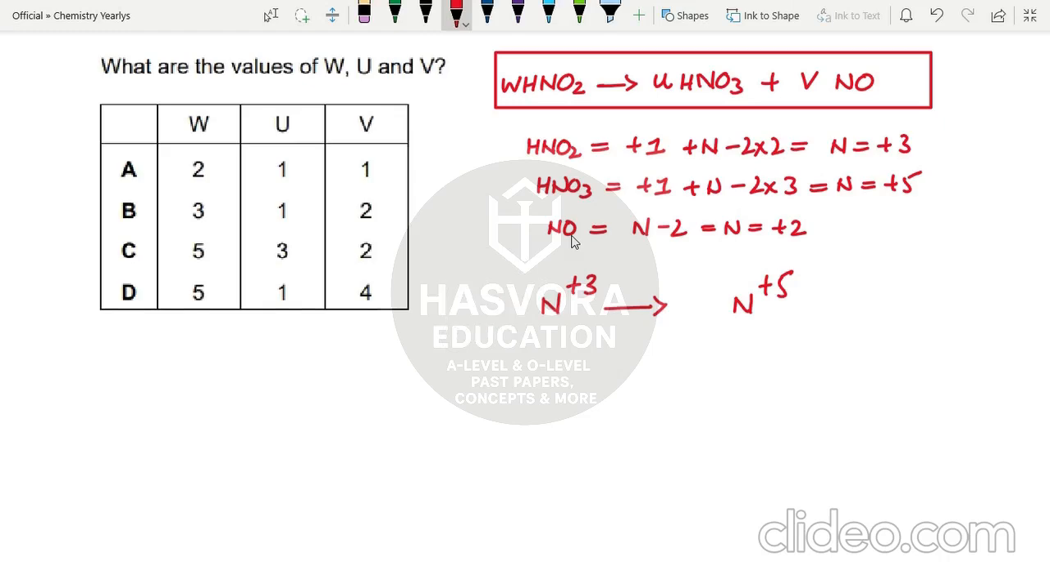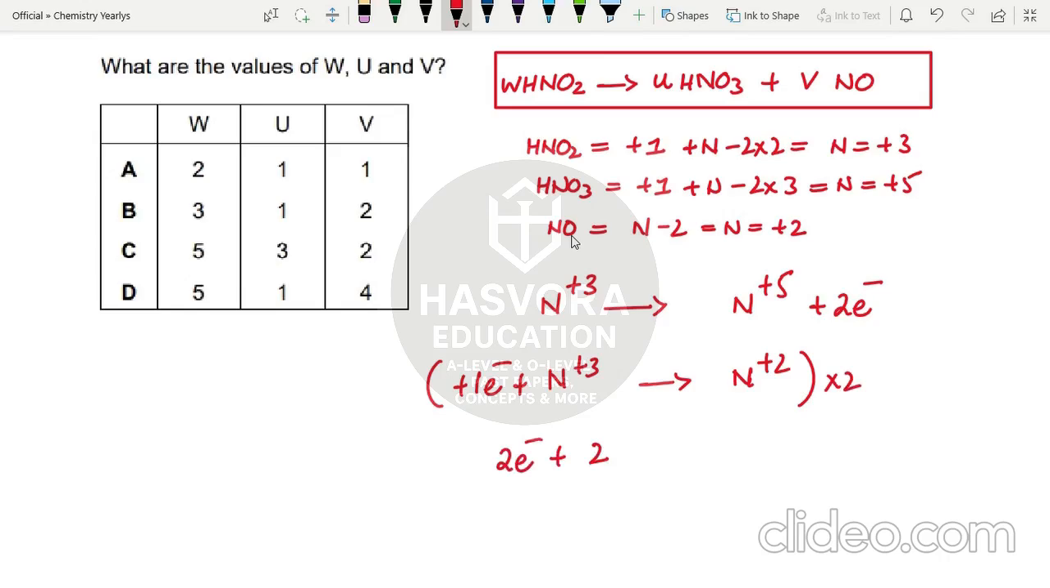So this will become plus 2 electrons here. Then the nitrogen plus 3 is also going to nitrogen plus 2, so this means it has gained 1 electron. So this will be plus 1 electron here. Now to balance this, we have to multiply this by 2. So this becomes 2 electrons plus 2, which was nitrogen plus 3.